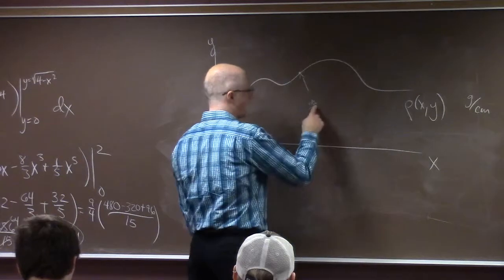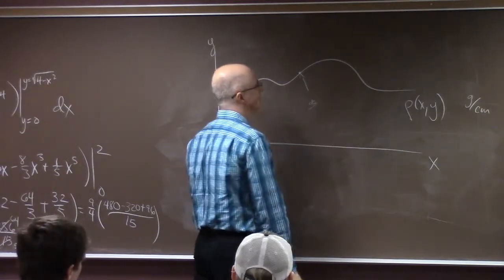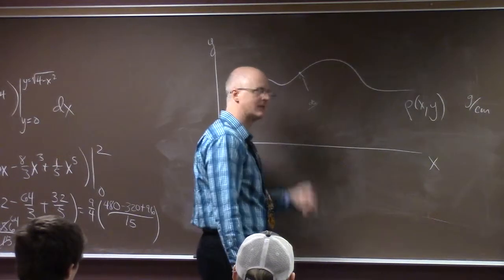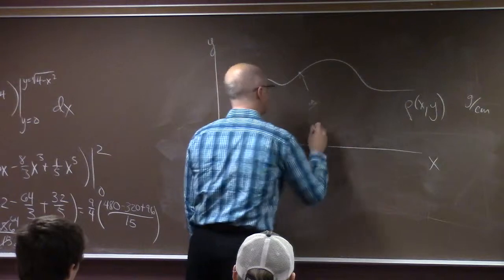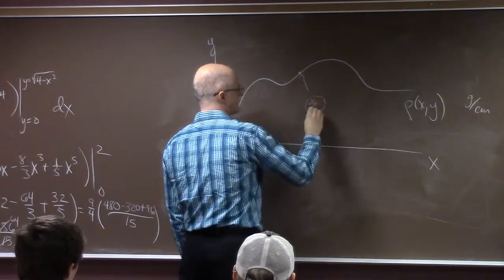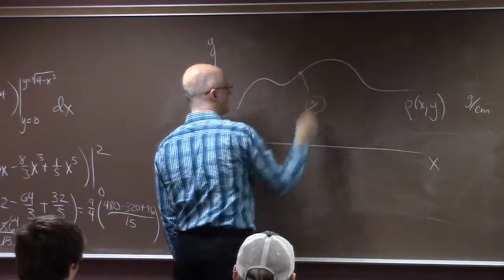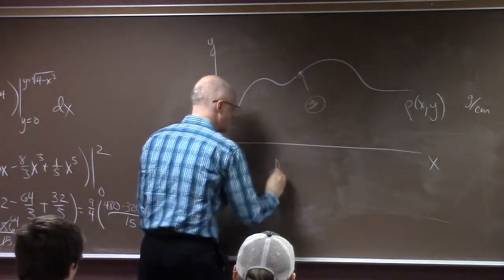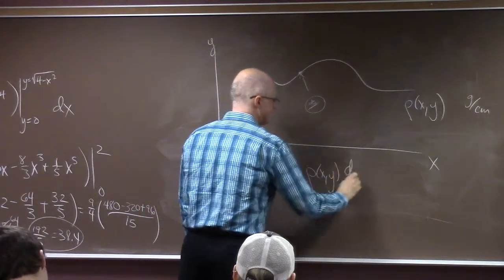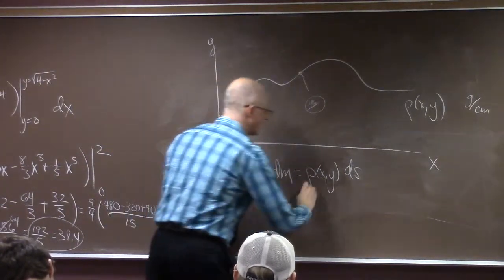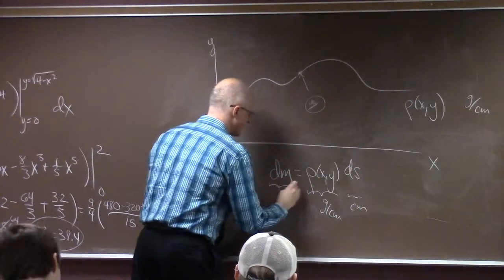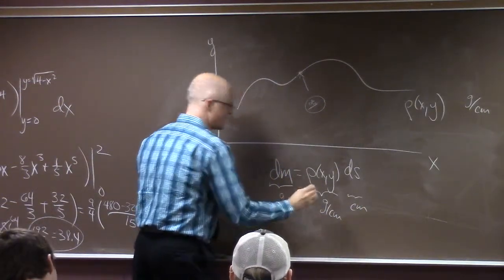If we multiply that length in centimeters times rho in grams per centimeter, we're going to get the tiny little mass in this tiny little chunk. This ds is supposed to represent that piece of that curve right there. You might say dm is rho of xy ds. Grams per centimeter, centimeters, giving you a tiny chunk of mass in grams.